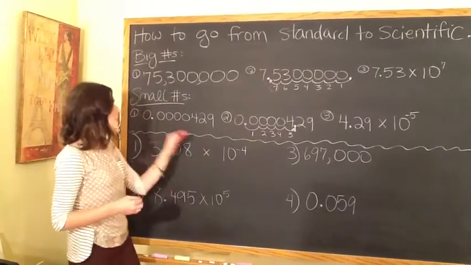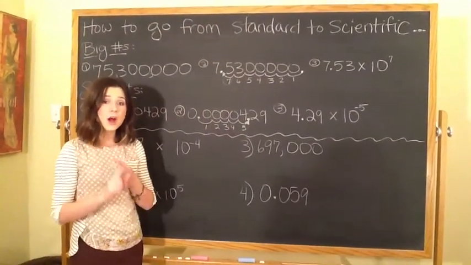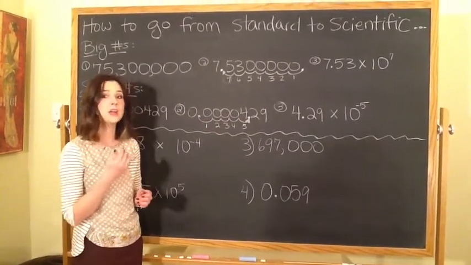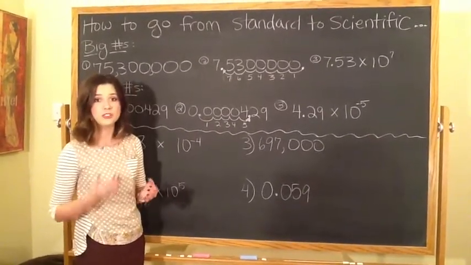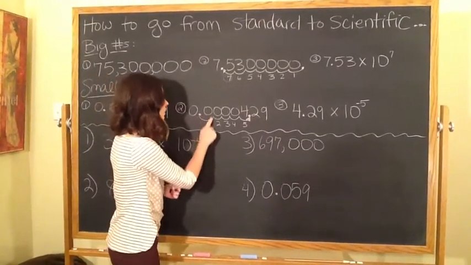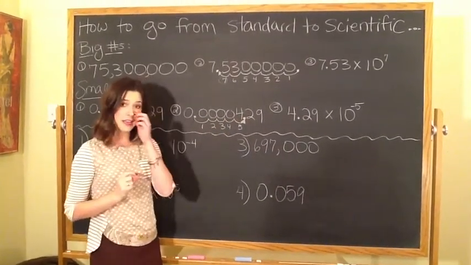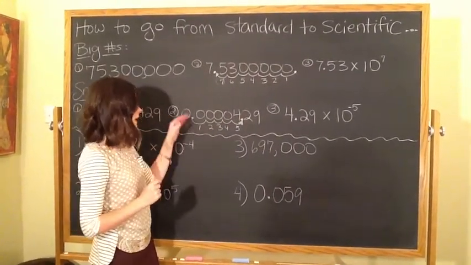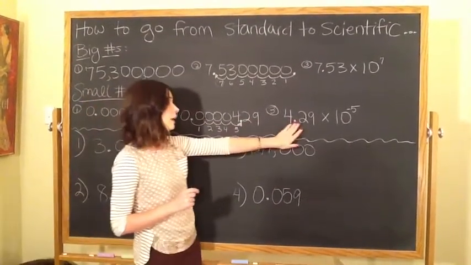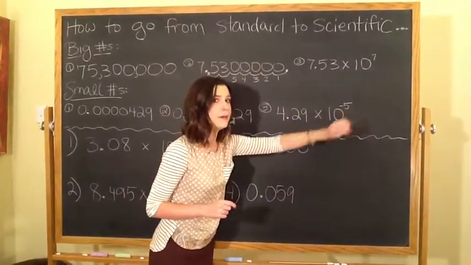All right, so then we are going to go ahead and move our decimal place. Remember, we want one number to the left of the decimal because we want a ones place value and that's it. No tens, no hundreds, just ones. So we're going to go ahead and move our decimal over 1, 2, 3, 4, 5 spaces to get it where we want it to be. So now instead of 0.0000429, we are going to have 4.29 times 10 to the negative 5th power.